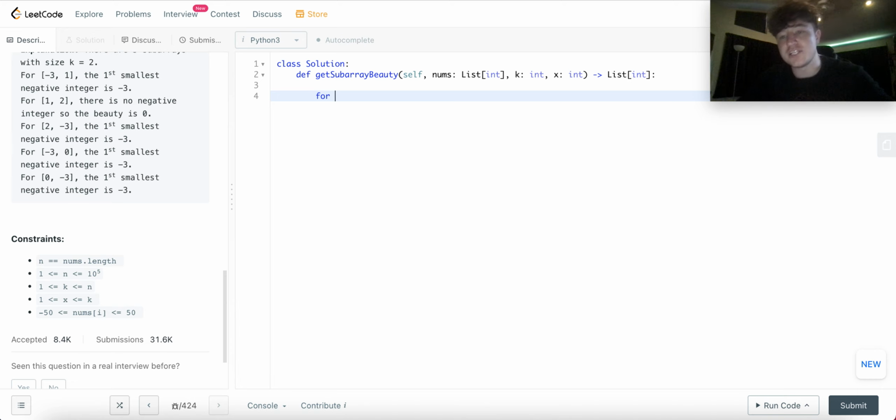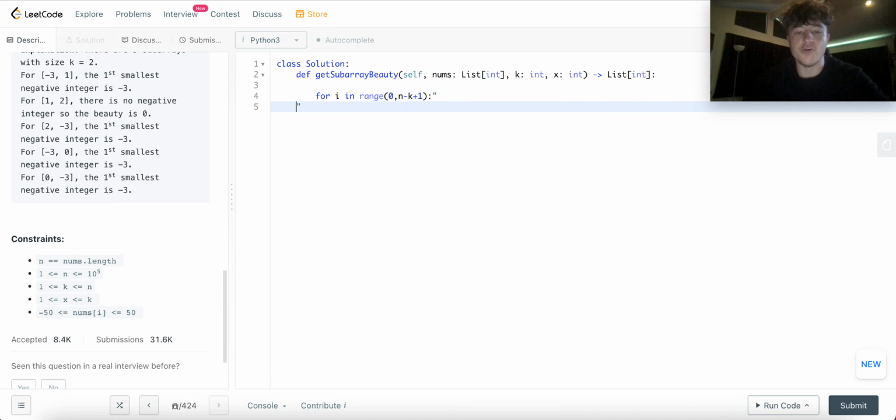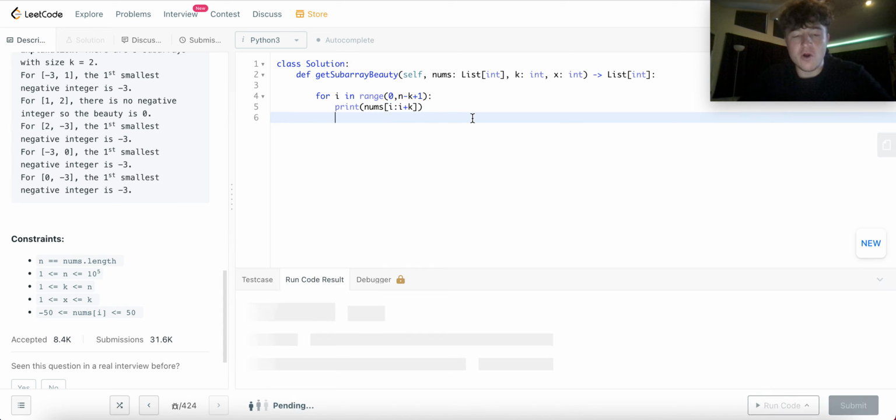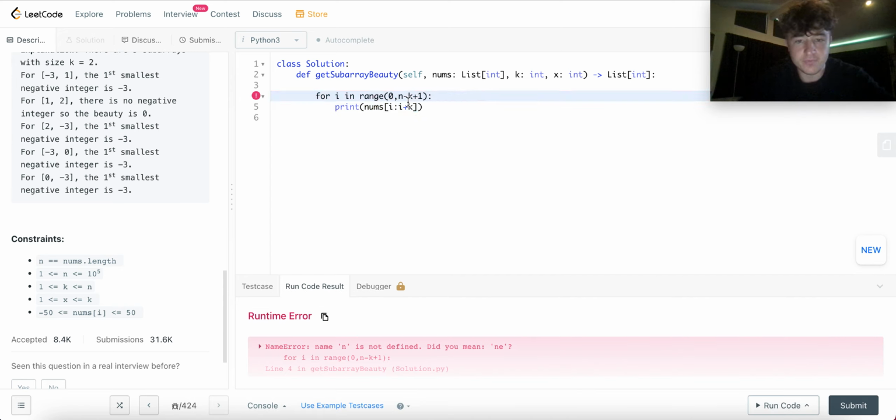We're going to look at all the subarrays, right? I'm going to write some code here to look at all the subarrays of size k. So if I print nums of i to i plus k, will this code give me the entire subarray here?